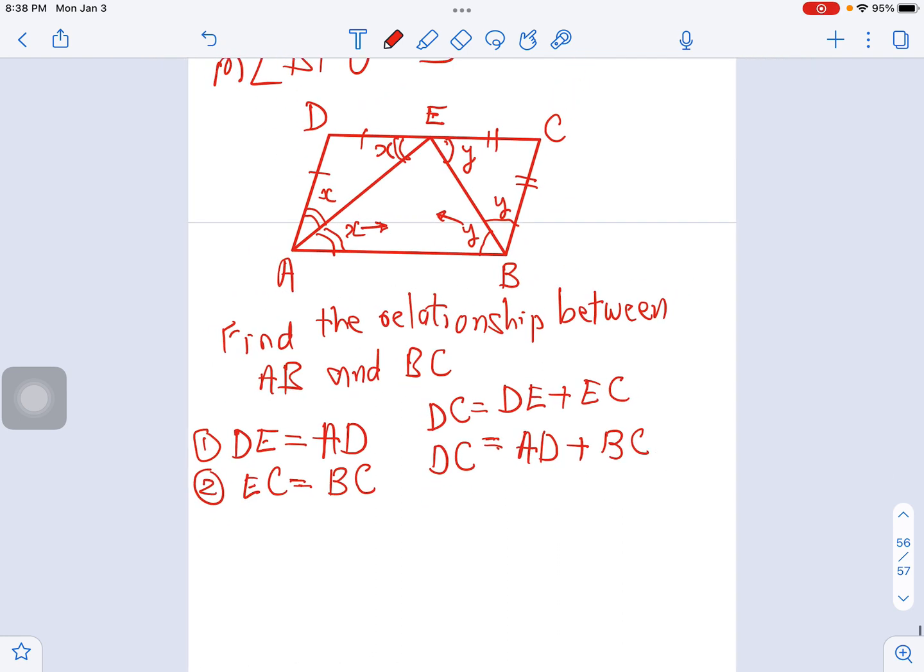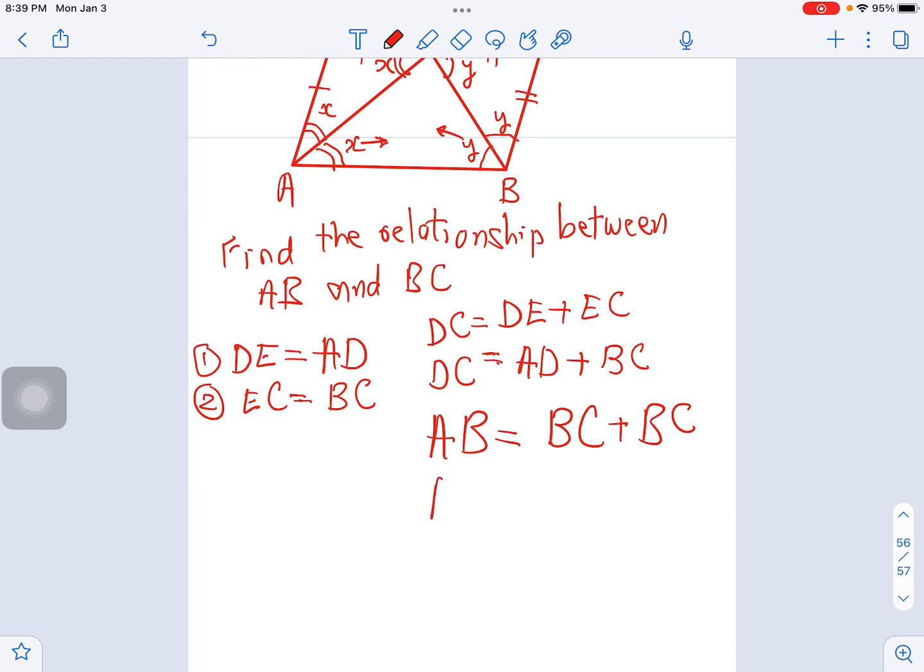Now, how does that help me? We all know opposite sides of a parallelogram are congruent. So DC can be replaced by AB, right? We know AD is congruent to BC, and therefore if I replace AD with BC, I get AB equals BC plus BC, and therefore AB becomes 2 times BC.